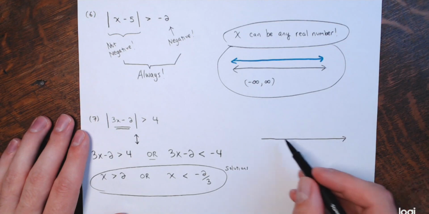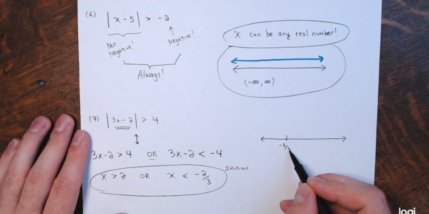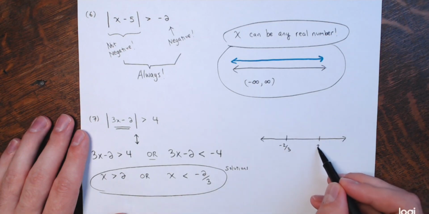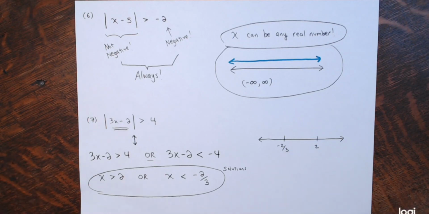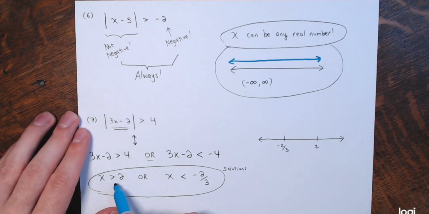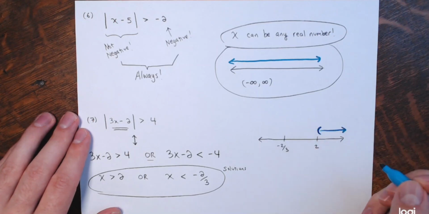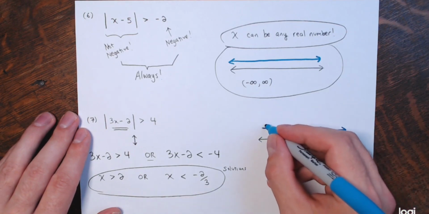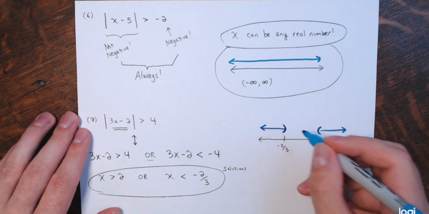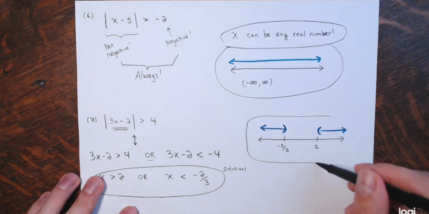And I'll graph these on a number line. The numbers mentioned here are -2/3 and positive 2. Make sure you're putting numbers in the correct place. Negative 2/3 should be to the left of positive 2. And our solutions are all the numbers to the right of positive 2, but not 2 itself, so parentheses or an open point there. Or all the numbers less than negative 2/3, to the left of negative 2/3, but not negative 2/3 itself. And there's your graph of the solutions.